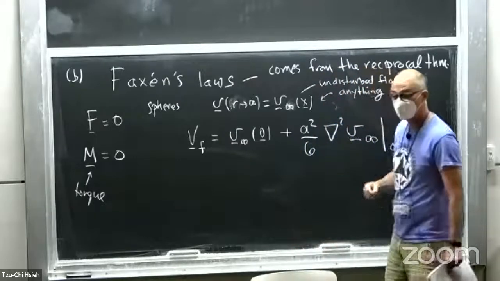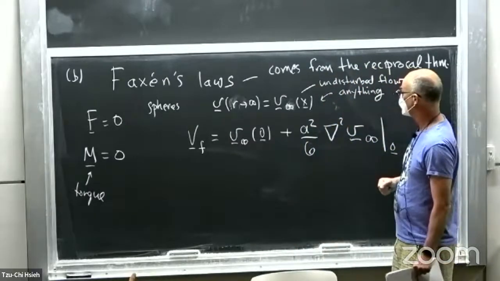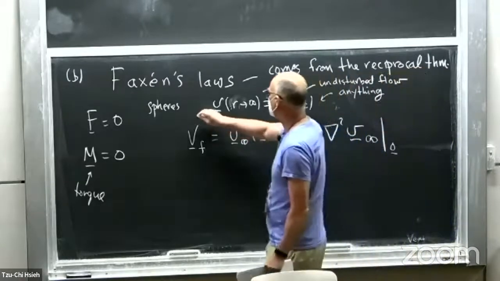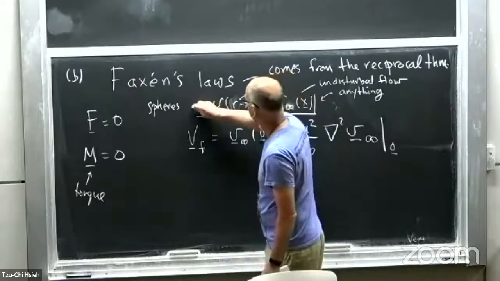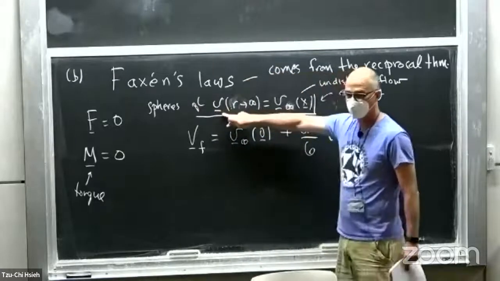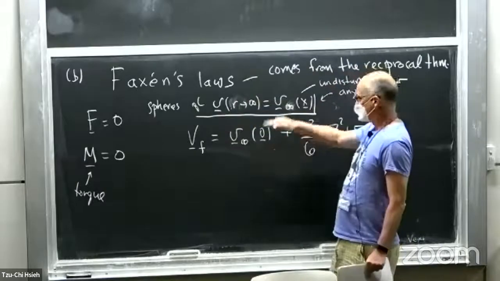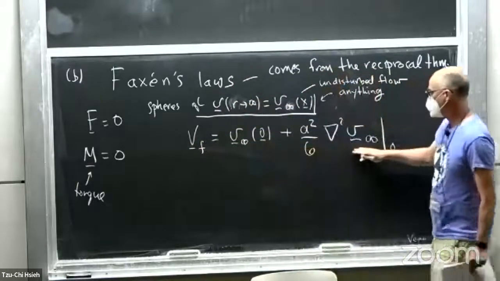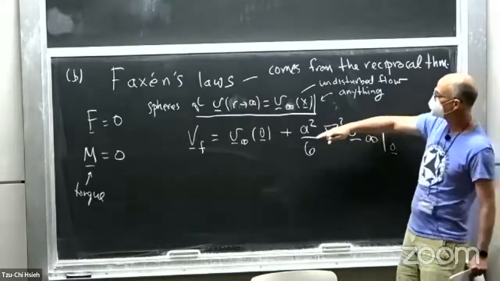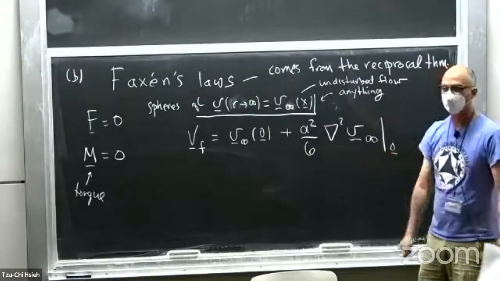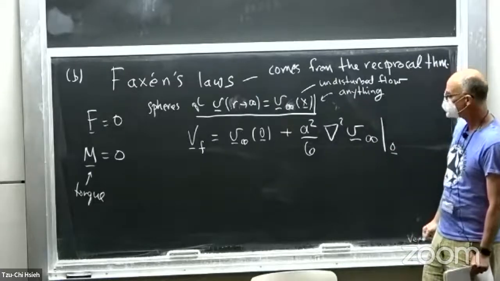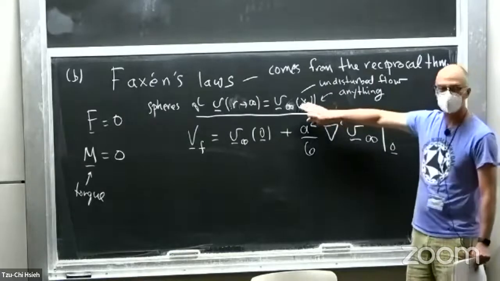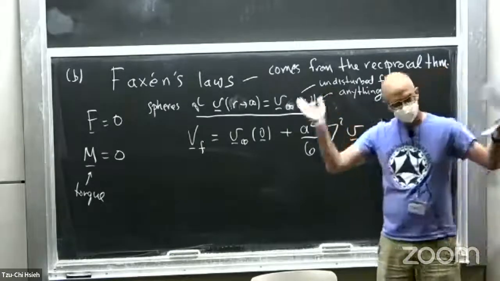Sorry, I missed that last sentence. You're saying there's an R going to infinity here, but I don't get it. Well, this is the boundary condition. So this is the flow that we're trying to find. And I'm saying that you actually don't have to find that flow. You can use this Faxon law to get the velocity in terms of what it would be, the undisturbed flow. Yeah.